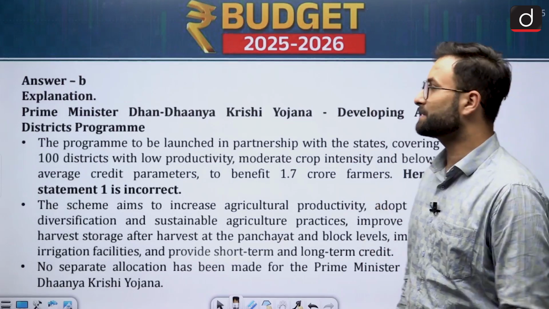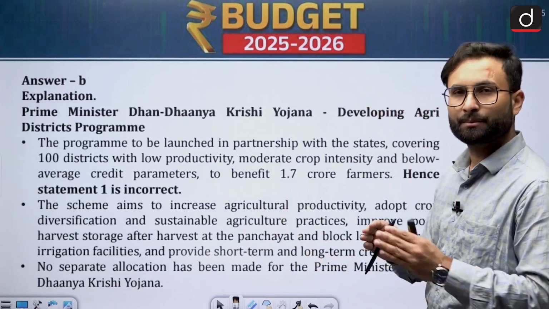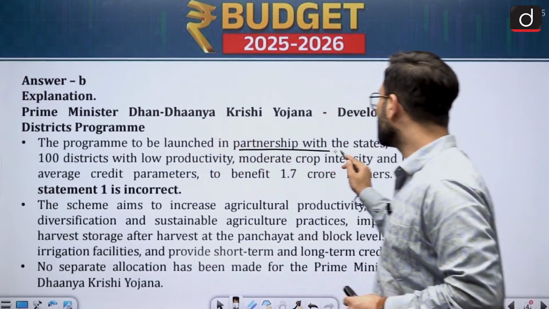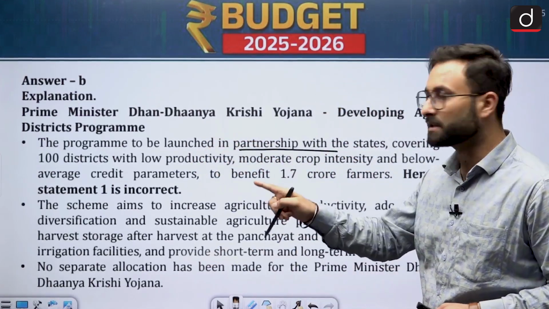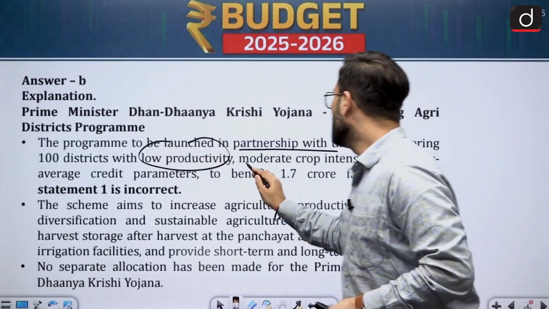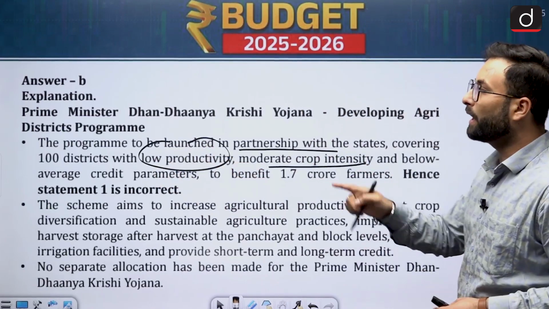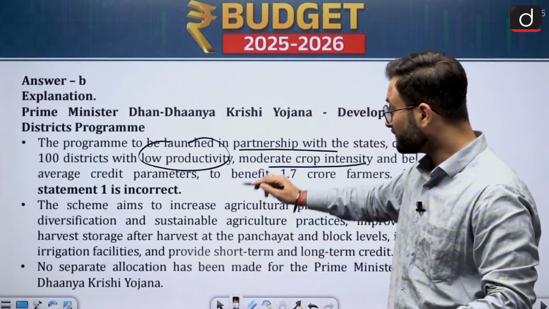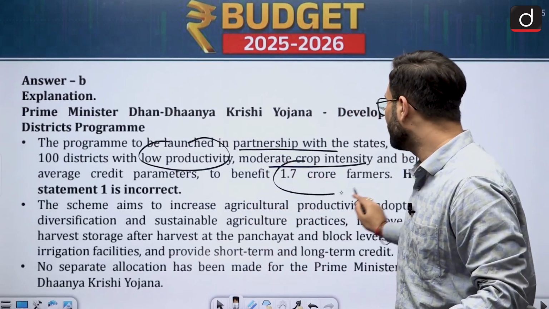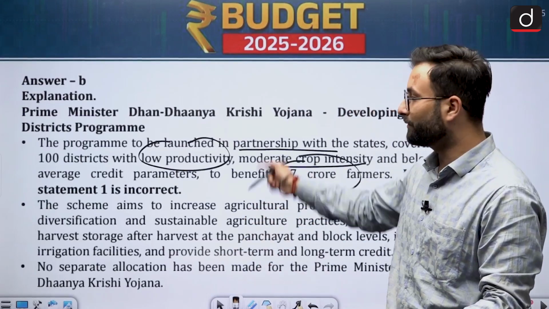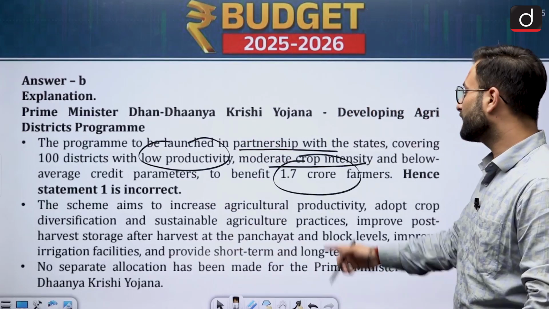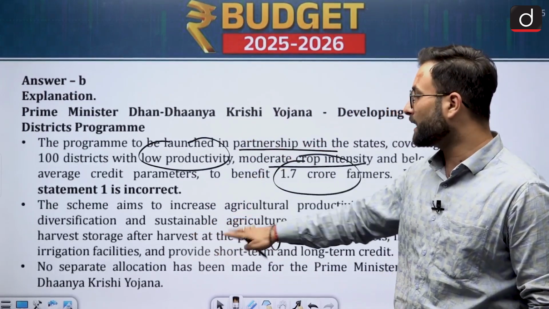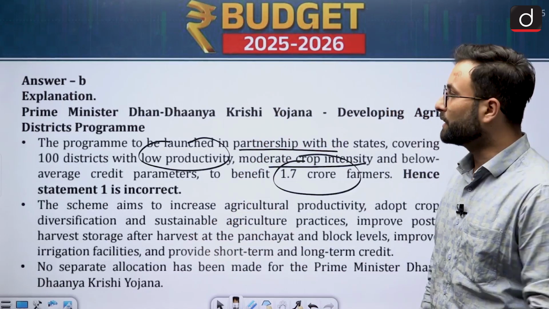Here you can see the explanation is given, with all the things which are important from this question's point of view. The program will be launched in partnership with the states covering 100 districts with low productivity, moderate crop intensity and below average agriculture credit parameters. It is to benefit 1.7 crore farmers. So statement 1 is correct. The scheme aims to increase agricultural productivity, which we have already talked about, so statement 2 was also correct. No separate allocation has been made over here. So that is question number 1.